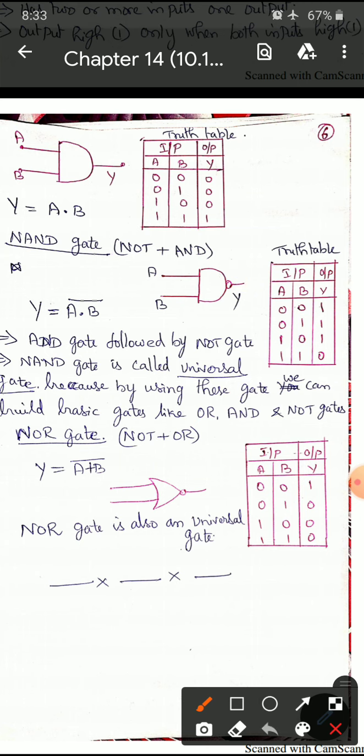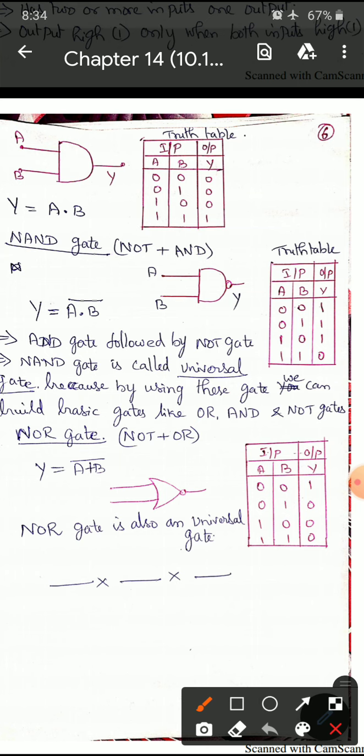Okay. So, here the formula will be Y is equal to (A dot B) the whole bar. If you go for the truth table, A and B are the inputs and Y will be the output. If both the inputs are low, 0 into 0 is 0, and with the whole bar it will be 1. And if any one of the inputs is high, the output will also be high. See here: 0 1 1, 1 0 1. If both the inputs are high, the output will be low, that is 0.